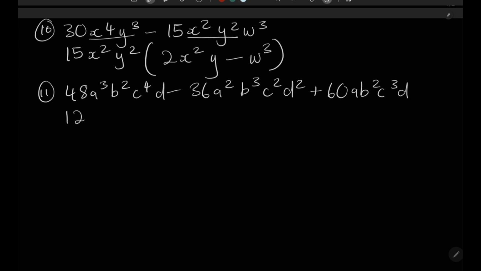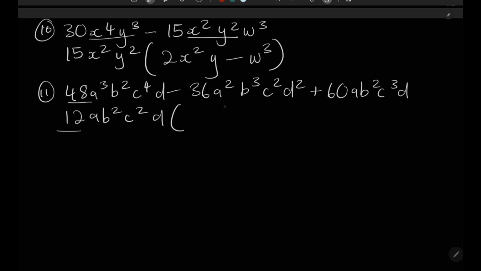Now let's choose the variables with the least power. A cubed, a squared, and a. Which one is smaller? A. B squared, b cubed, and b squared. Which one is smaller? B squared. C to the power 4, c squared, and c cubed. Which one is smaller? C cubed. Then d, d squared, and d. Which one is smaller? D. Let's open a bracket.